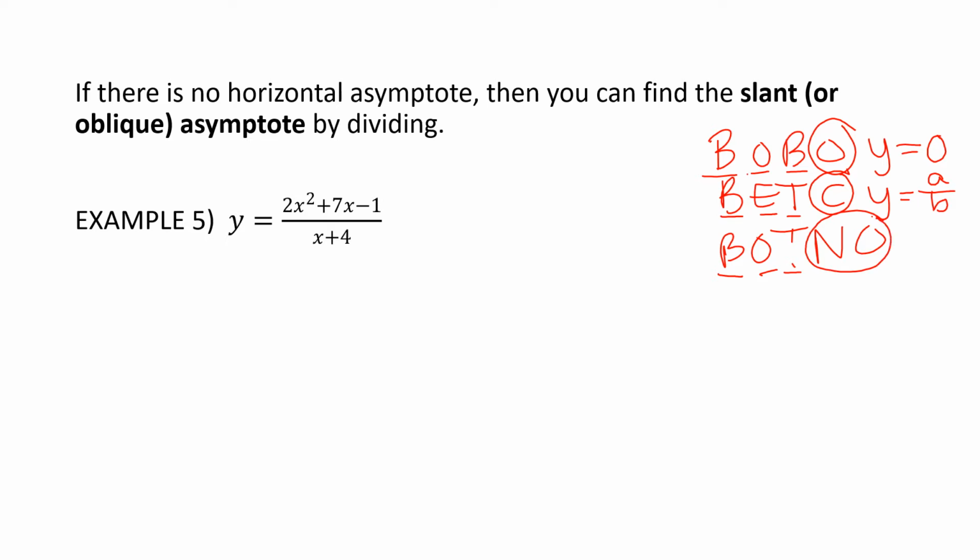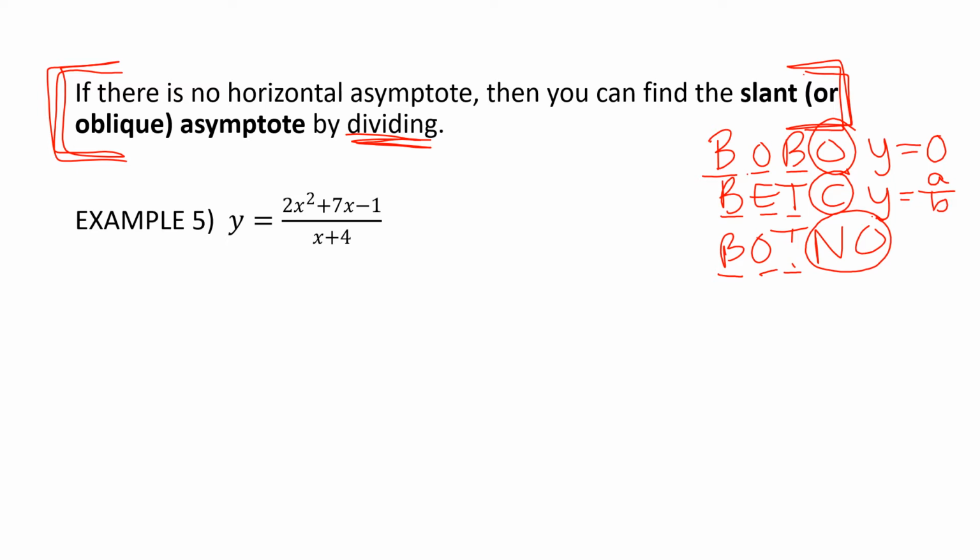Now, if there's no horizontal asymptote, then you are going to be finding the slant asymptote or perhaps the oblique asymptote by dividing. Essentially what's happened here is if the top is bigger, that means you're working with an improper fraction, so you're going to divide it.